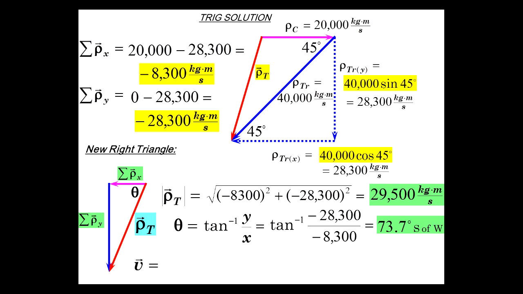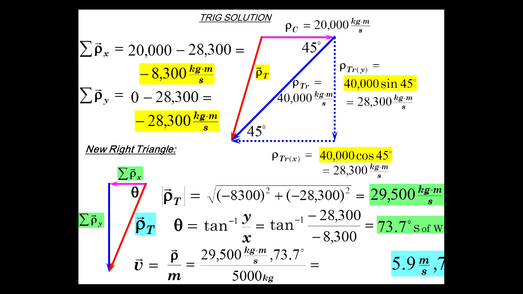So our final answer for the velocity is to express the momentum over mass. We'll fully express the momentum: 29.5, 73.7 degrees, over 5,000, giving us the final answer, 5.9 meters per second at 73.7 degrees south of west, which is very close to the graphical method solution, but this of course is a little bit more accurate.